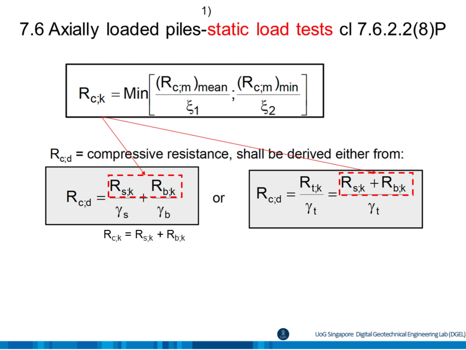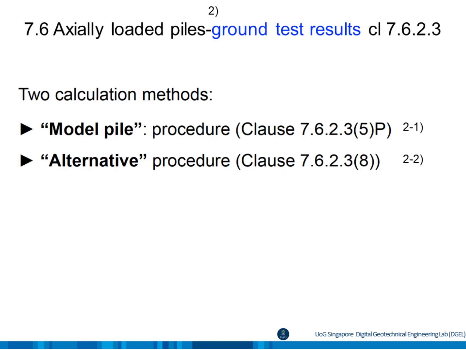If necessary, the characteristic compressive resistance, RCK, can be separated into the characteristic shaft resistance, RSK, and the characteristic base resistance, RBK. This is possible when we use fully instrumented test piles, where the shaft and base contributions can be measured separately.